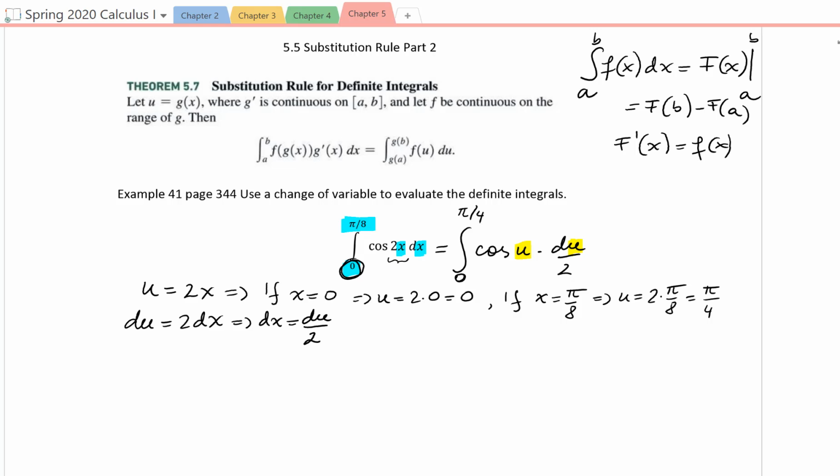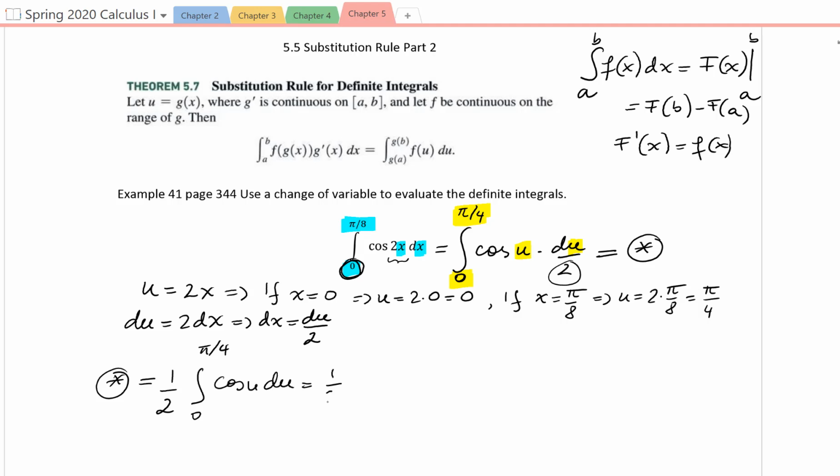Again, I'm just going to color code it. So you see, the ones in blue are the x ones, and the limits were from 0 to pi over 8. The one in yellow is u, and u goes now from 0 to pi over 4. So here, I'm just going to continue the problem here. That's why I marked it with a star, so that it's easy to read. This half comes in front. Integral from 0 to pi over 4, cosine of u du.